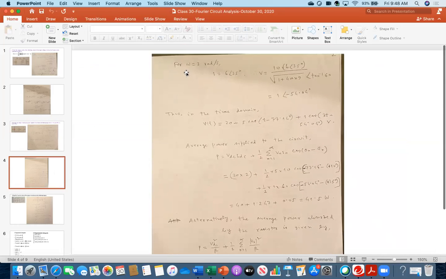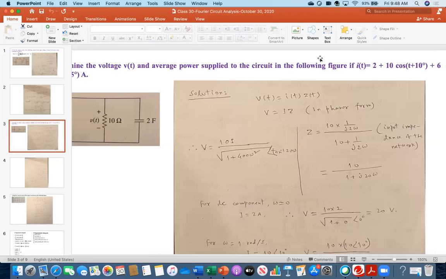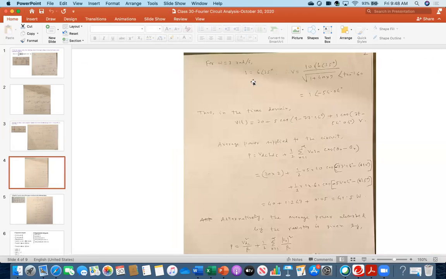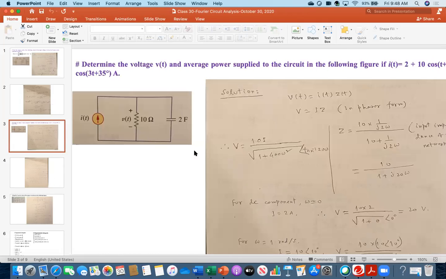Look, when omega is 3 radian per second, what is my I? My I is this one, 6 magnitude and angle was 35 degree, and the omega was 3. That I am doing. So this one, and then again you put in that equation. This time, because omega is 3, if you put omega 3, omega squared will be 9. So 400 times 9. And here tan inverse 20 times 3 is tan inverse 60.